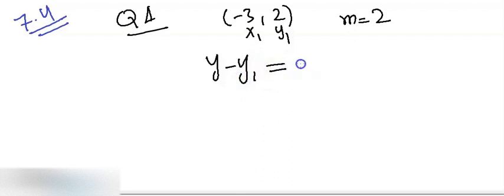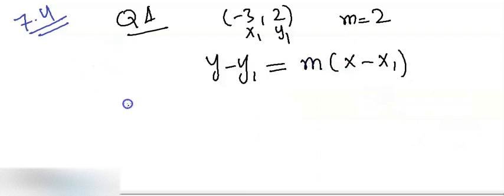So in question 1 it says find the equation of the line passing through the point -3 comma 2 with gradient 2. So this is m and this is x1, y1. You are given the point and slope, so you just need to use this formula, y minus y1 equal to m times (x minus x1), the slope point form, and just substitute the values and simplify and you will get what you need.